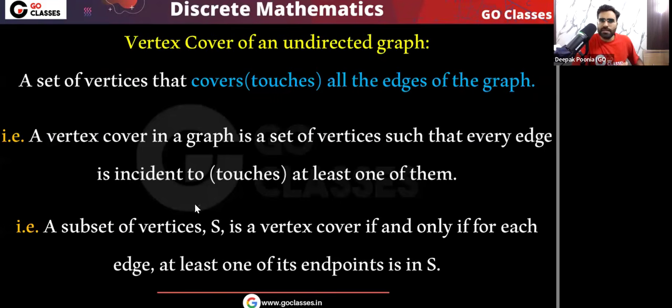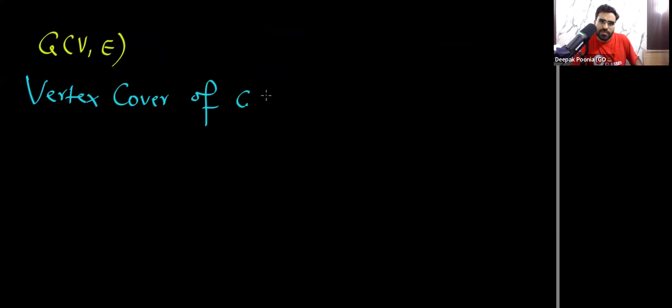So what I can say, if we are covering all the edges, if we are touching all the edges, then what does it mean? It means that for every edge, at least one endpoint belongs to the vertex cover. Yes or no? Because remember, the responsibility of vertex cover is to touch all the edges, to cover all the edges of the graph, right? Okay, so let me write it here. You can see you have G(V, E). This is the graph. What is vertex cover of G? Let's assume that is S.